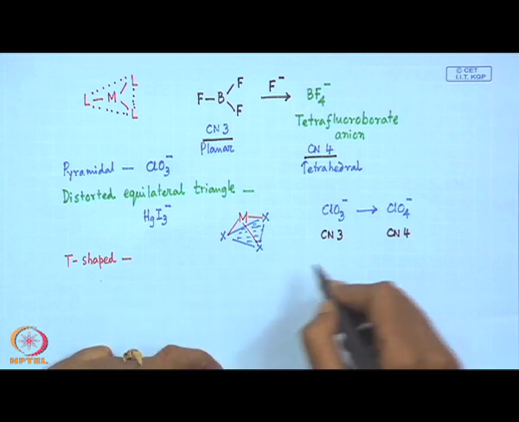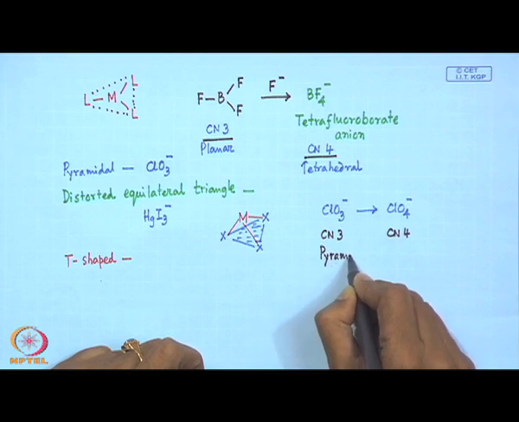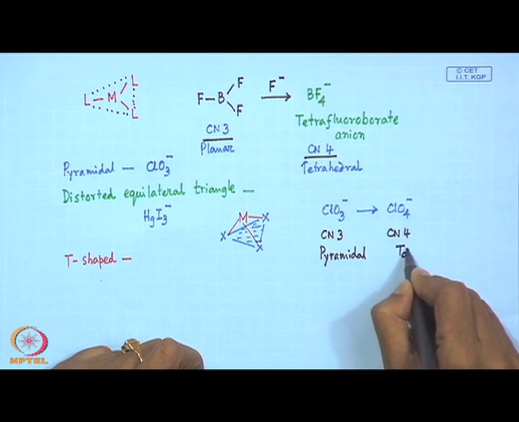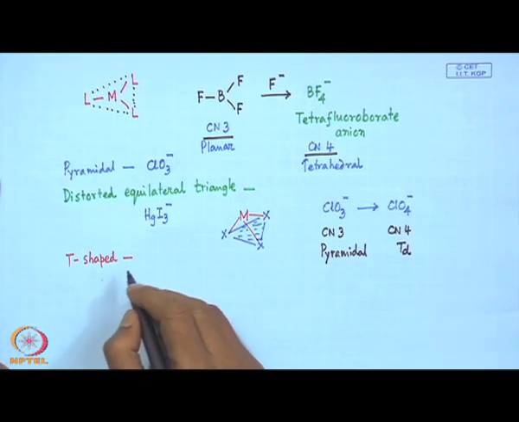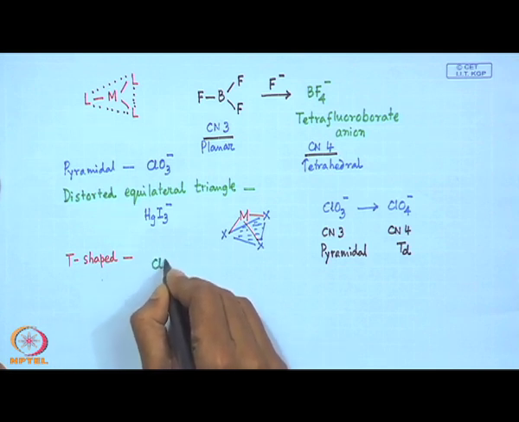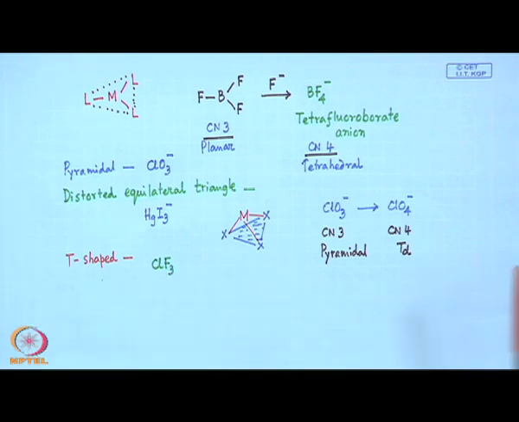Here, instead of a planar structure, we have pyramidal to a tetrahedral geometry. So, the best example for an inorganic molecule having a T-shaped structure is ClF3.